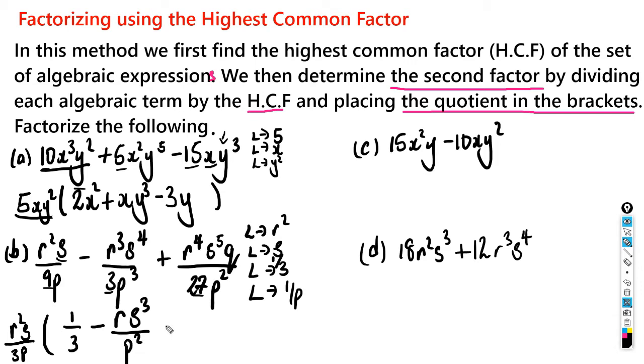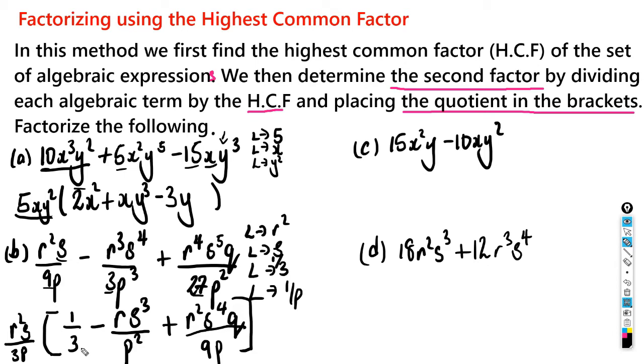Cool. Then for the next one, we're going to have a plus, and r squared into r to the 4 gives us r squared. s into s to the 5 gives us s to the 4. The q remains. Then 3p going into 27p squared: 3 into 27 gives us 9, and p into p squared gives us p. So this is the answer, guys: 1 over 3 minus rs cubed over p squared plus r squared s to the 4 q over 9p. And that's the answer for that one, guys.